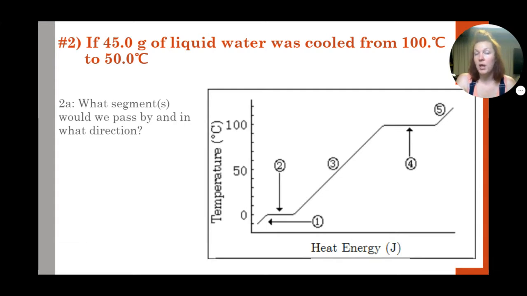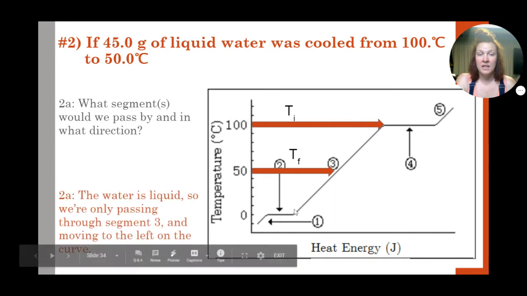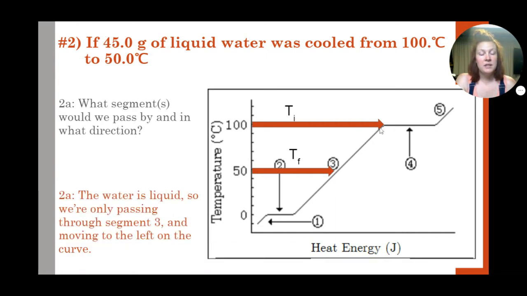So step 1 is to plot your starting and your ending point, which is what we're doing with 2A. So we are starting at 100 degrees Celsius and ending at 50 degrees Celsius. So we're moving right to left on the table. And you can also see that we're staying within segment 3. And this matters because it helps us figure out which formulas we're going to be using to calculate the enthalpy of the phase change.